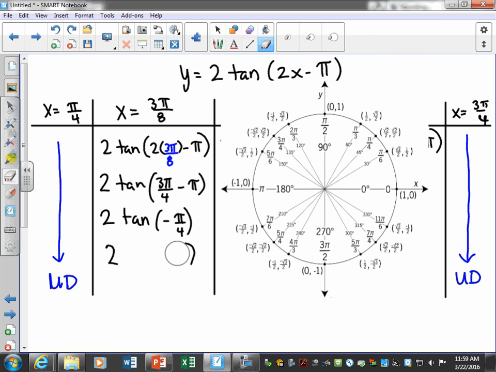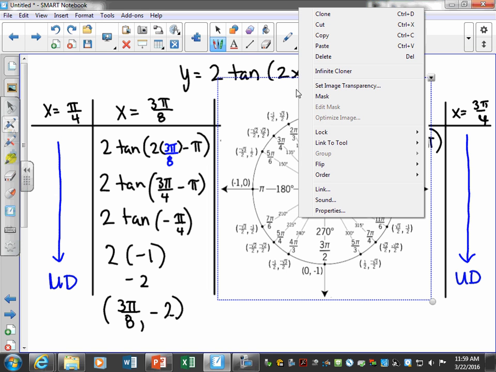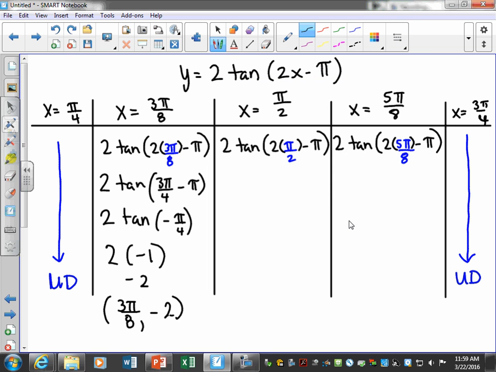Well, negative 1 is our value. And then we would just get 2 times negative 1 is negative 2. So the ordered pair would be when x is 3 pi over 8, y is negative 2. Now let's look at the next one.